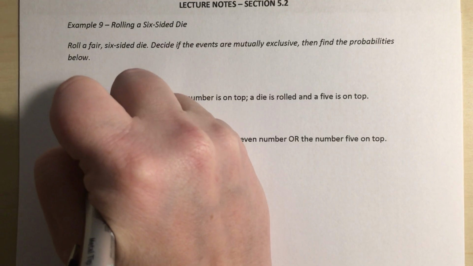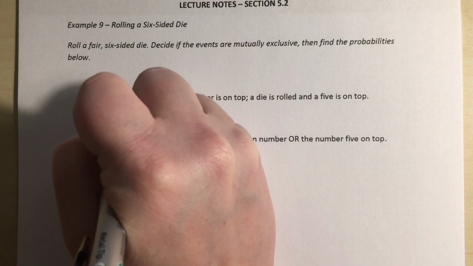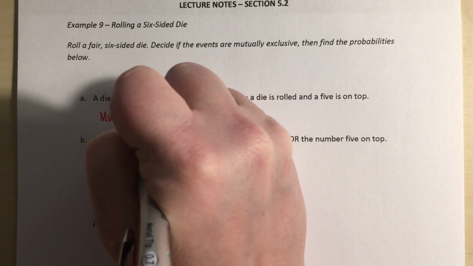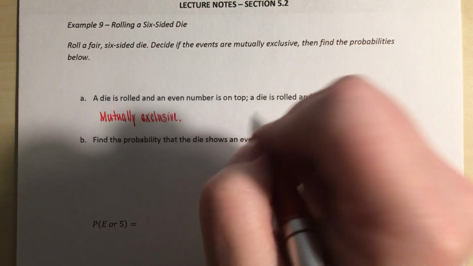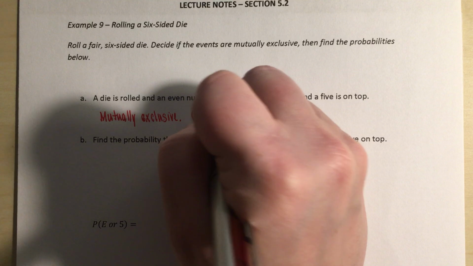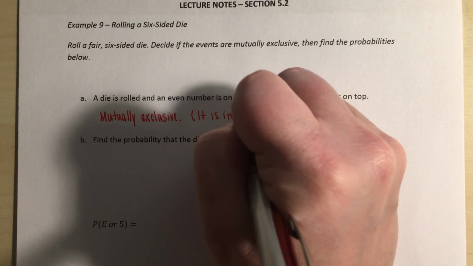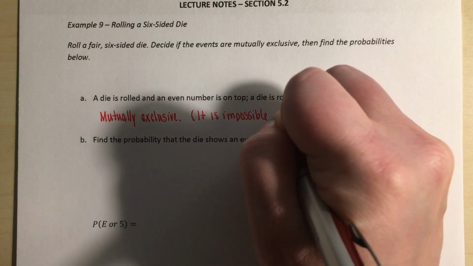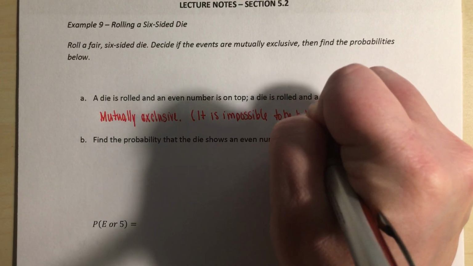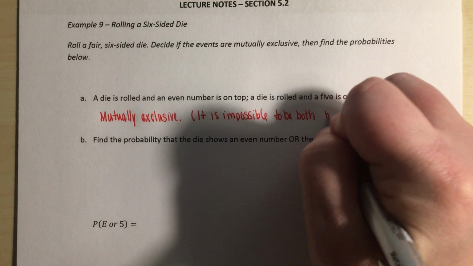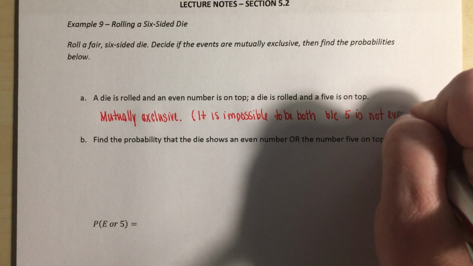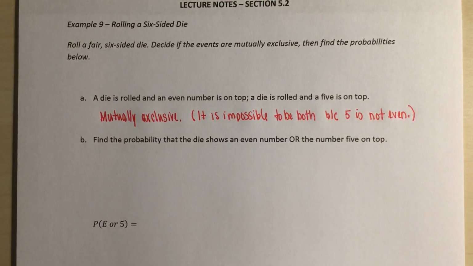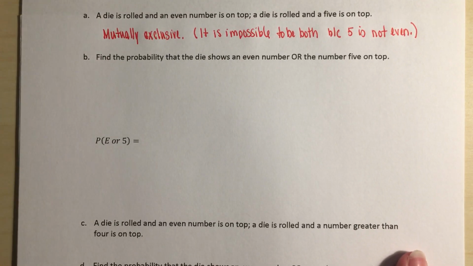Right, so to start with, these are mutually exclusive. It is impossible to be both, because 5 is not even. All right, so now we're going to think about our different scenarios.